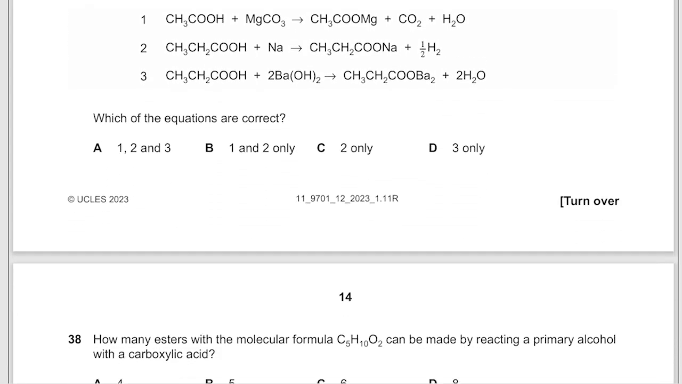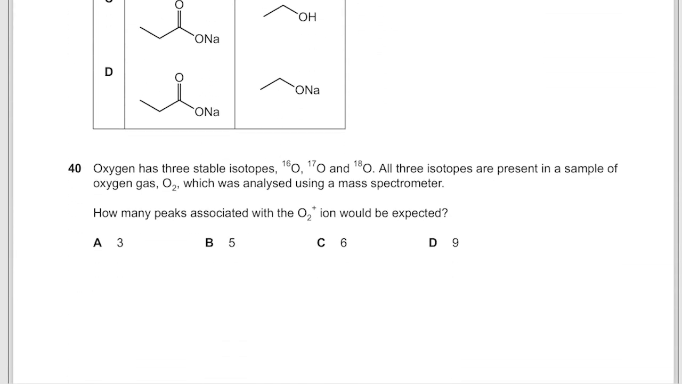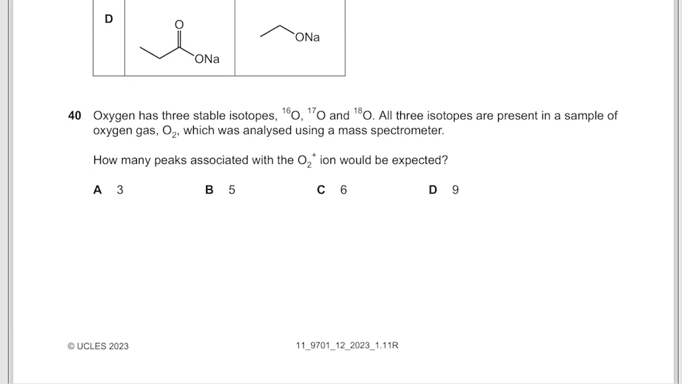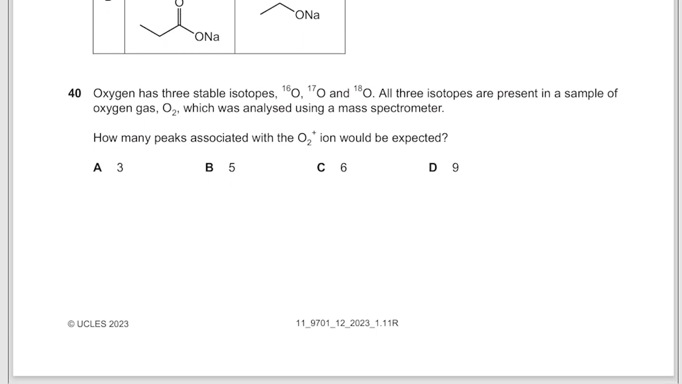Let me check the questions which you asked. Okay, this was your question. Oxygen has 3 stable isotopes: oxygen 16, 17 and 18. All 3 isotopes are present in a sample of oxygen gas which was analyzed in a mass spectrometer. How many peaks associated with the O2 plus ion would be expected?